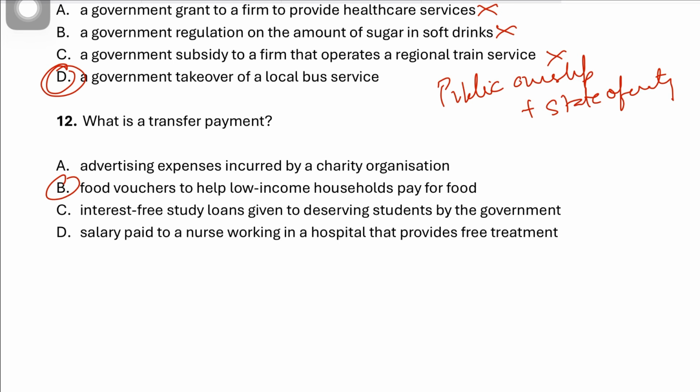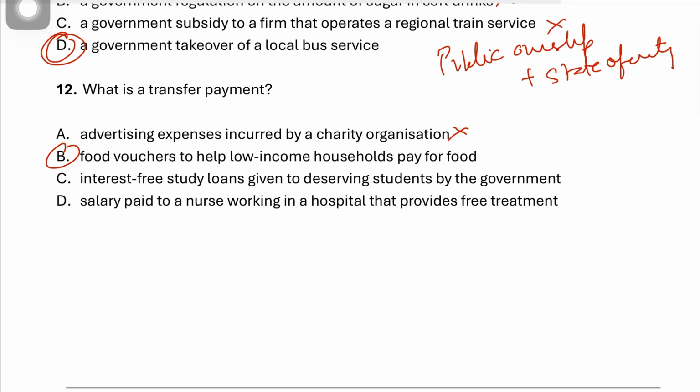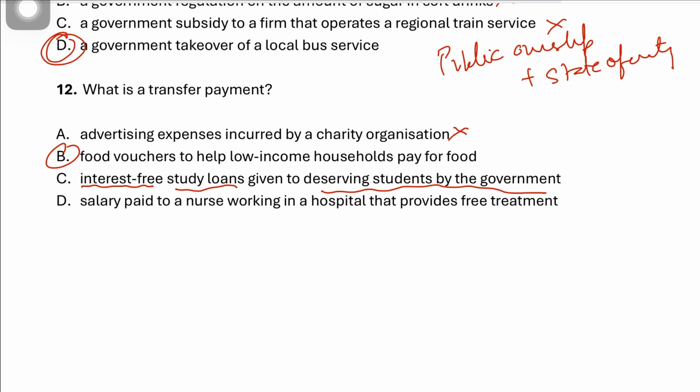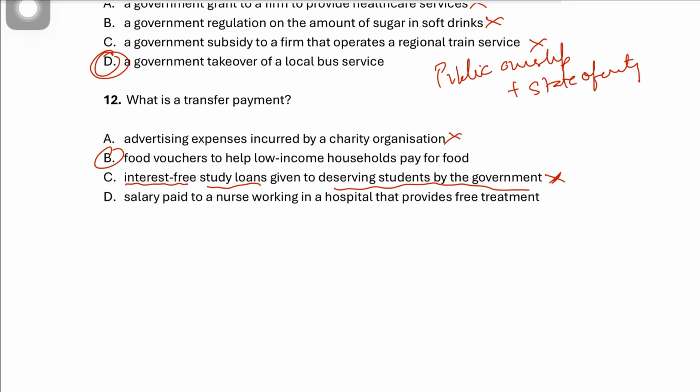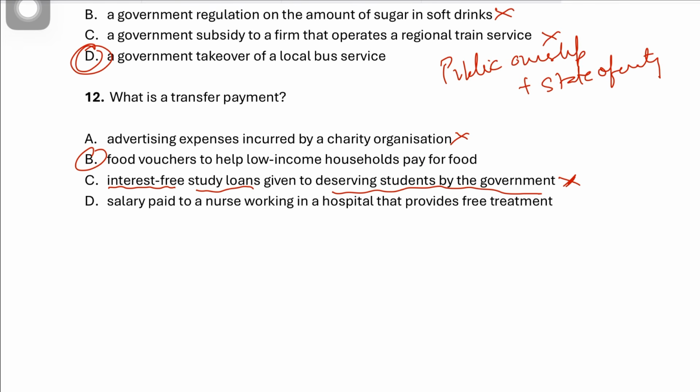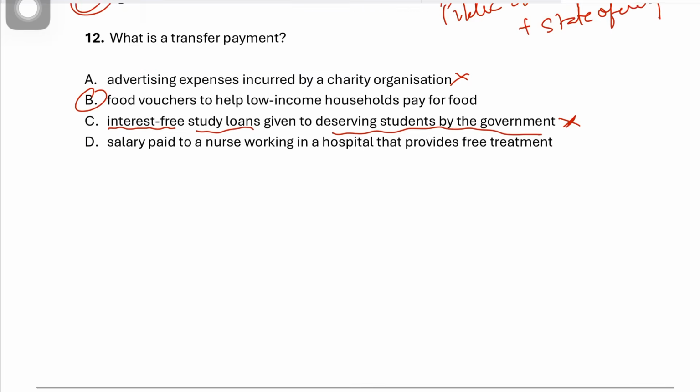A is wrong because advertising expense is a payment for a service provided, right? C is also wrong because a loan must be repaid. Interest-free study loans, although interest-free, are study loans given to deserving students by the government. You have to repay the loan. A transfer payment doesn't have to be repaid. So you have to pay the principal amount of the loan. Salary paid to a nurse is incorrect because salary is payment for labor. Labor is a factor of production. So 12 B for boy is the correct answer.